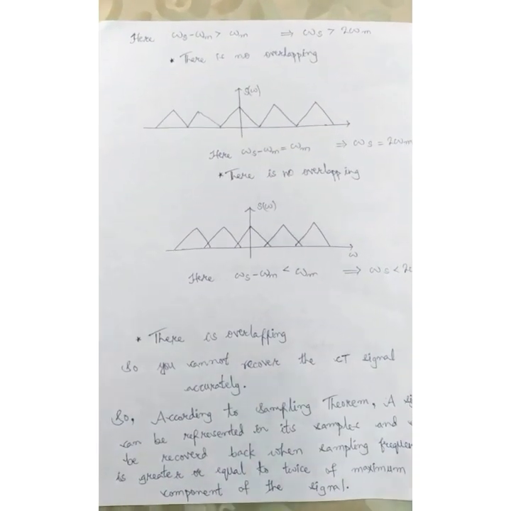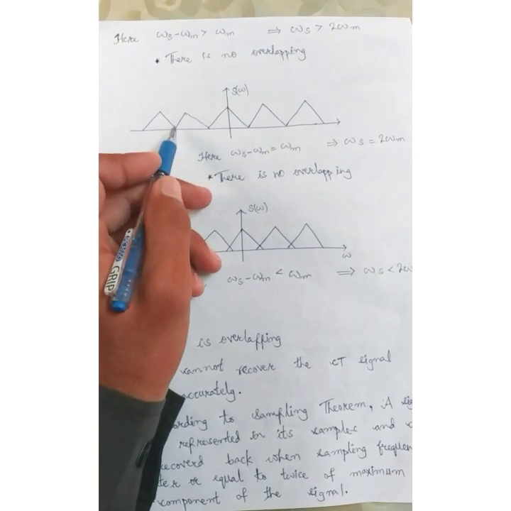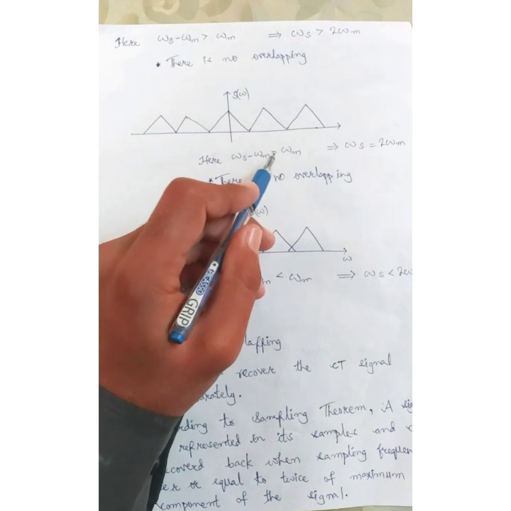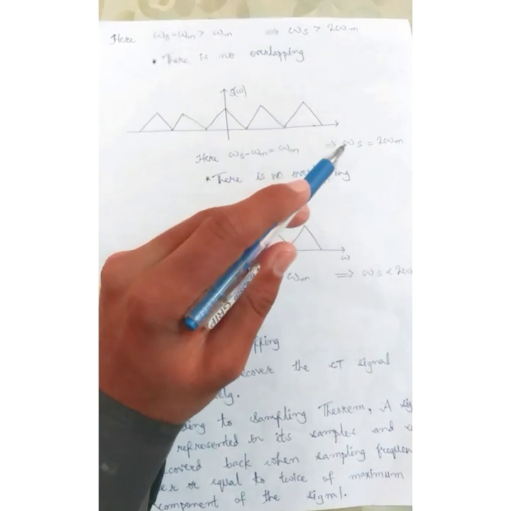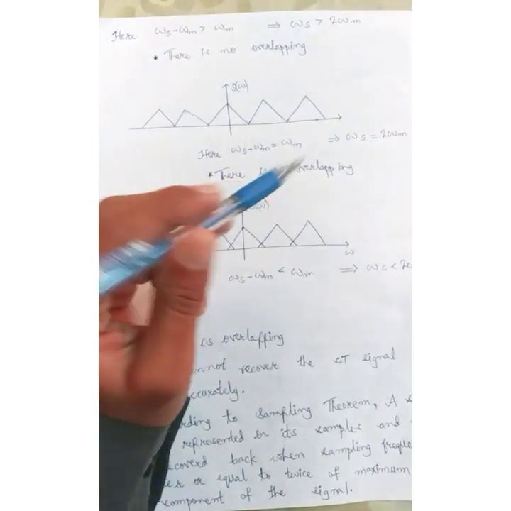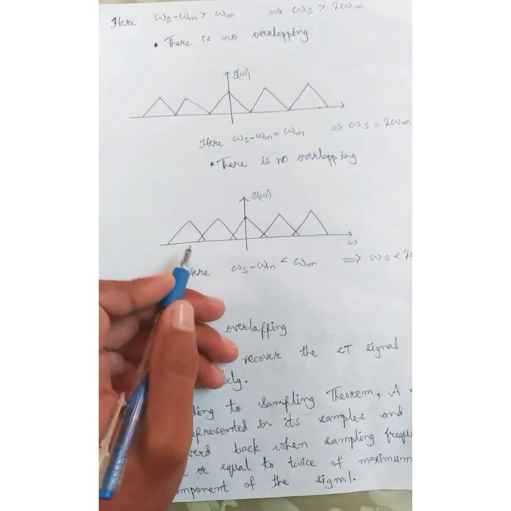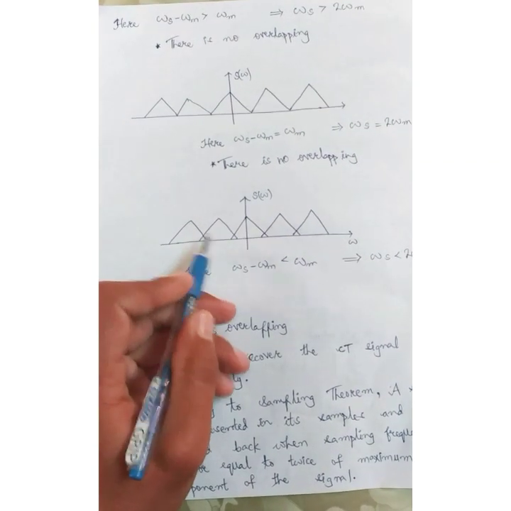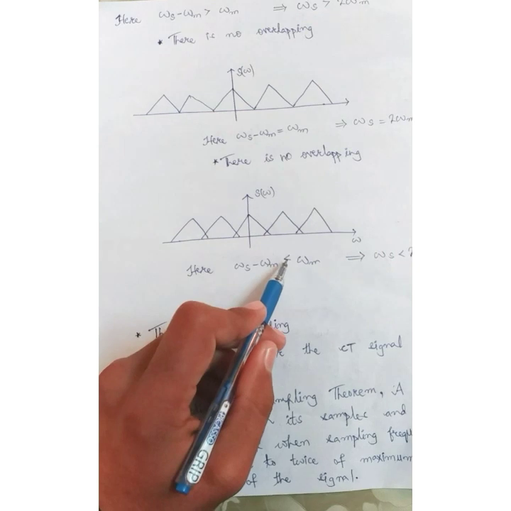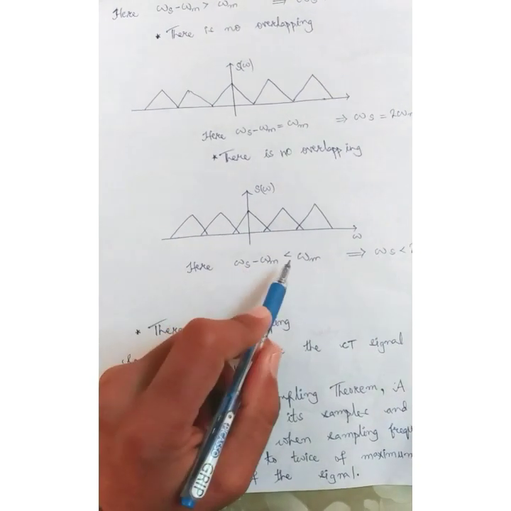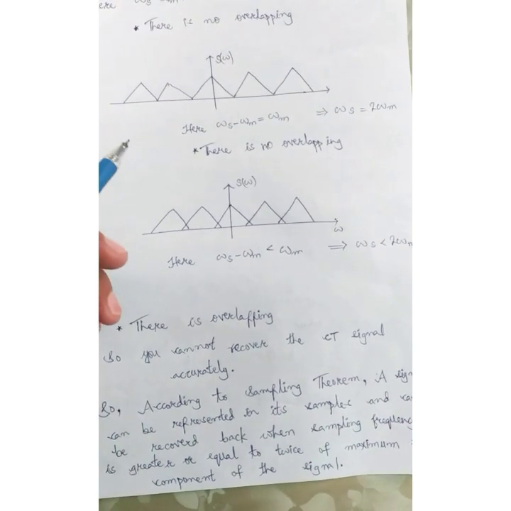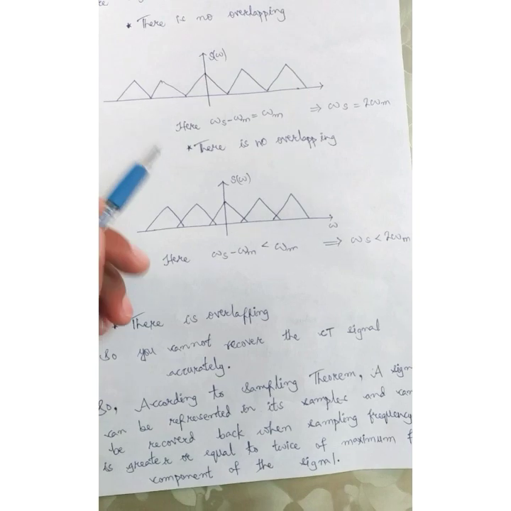Now let's consider another case. That's a second example in which the samples are just touching each other and omega s minus omega m is equal to omega m, which implies that omega s is equal to 2 omega m. So there would be no overlapping in this case also. Let's consider another example in which the samples are overlapping each other. In this case, omega s minus omega m is less than omega m, which implies that omega s is less than 2 omega m. In this case, there is overlapping and you cannot recover the continuous time signal accurately, whereas the samples in which there is no overlapping can be recovered easily.